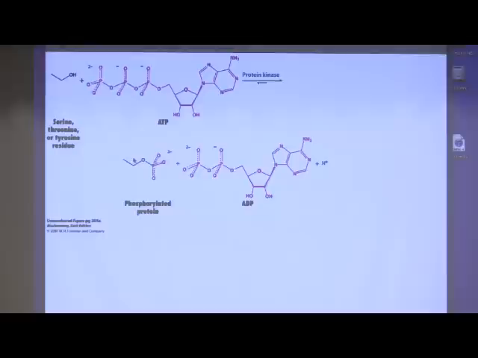The specific reactions that are catalyzed by protein kinase A are shown here. ATP is the source of phosphate. The side chain, which has an OH group, serine, threonine, or tyrosine, not in the case of protein kinase A, but other protein kinases can do that. We see a phosphate getting attached, and we're left behind with ADP. So that's the reaction that we're talking about. All the phosphorylations we'll be talking about require ATP.